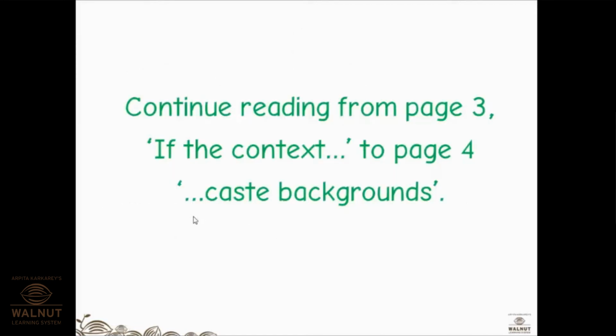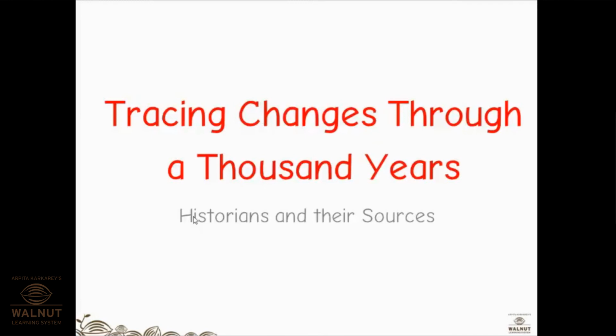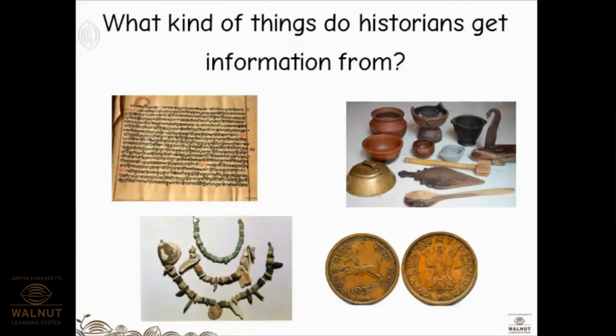So continue reading from page 3, "If the context," to page number 4, "Cast background." So you can read it, students. So we'll see the next part, tracing changes through the years: historians and their sources. How do historians get information about what happened 1,000 years back? So what kind of things do historians get information from?